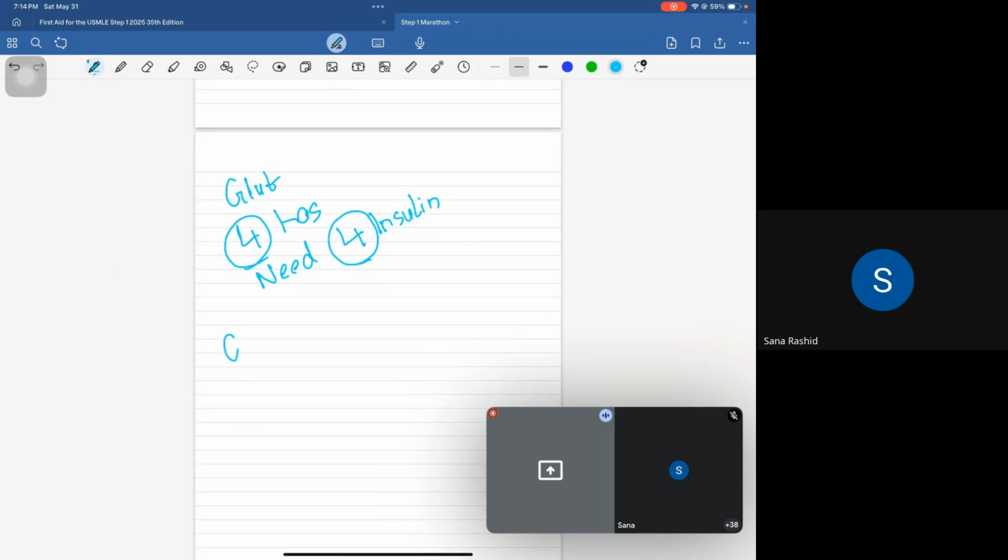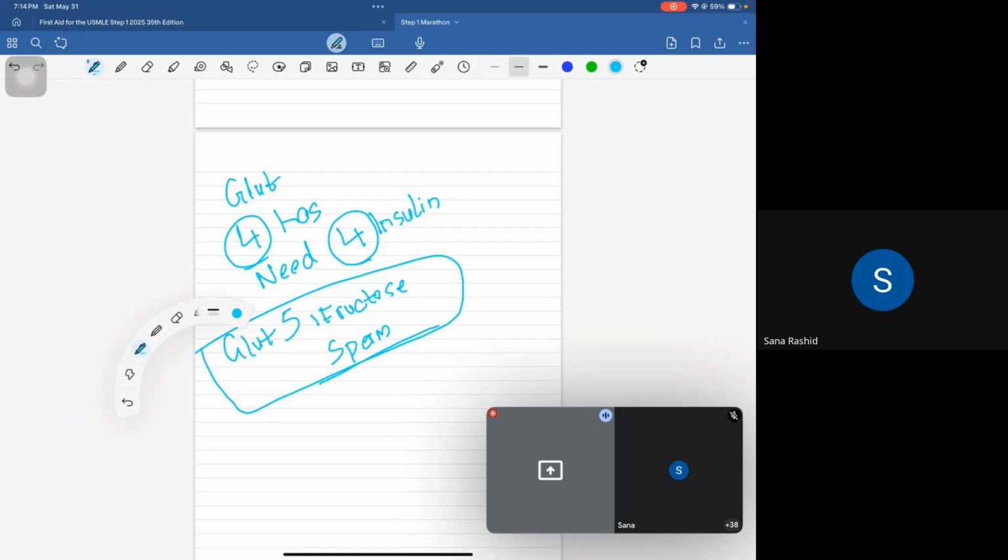And then there's GLUT5. GLUT5 transports fructose, right? And we usually need it in the sperms, right? They're usually present in the sperms because sperms have fructose. Semen has fructose, and sperm use fructose as the main source of energy, right? So these are the GLUT receptors, right?